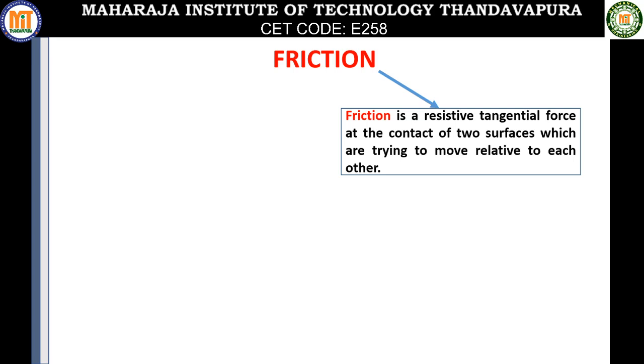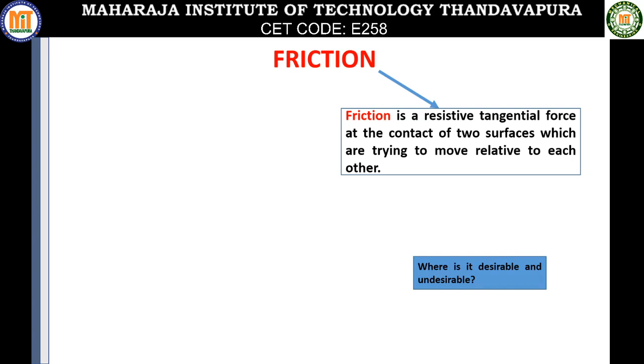Okay, so whenever there are two surfaces which are having relative motion with each other, or whenever the surfaces are trying to move relative to each other, then the resistive force which is acting tangentially at the point of contact, that force is called friction. So basically it's a force.